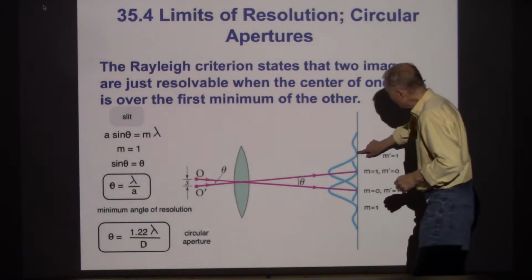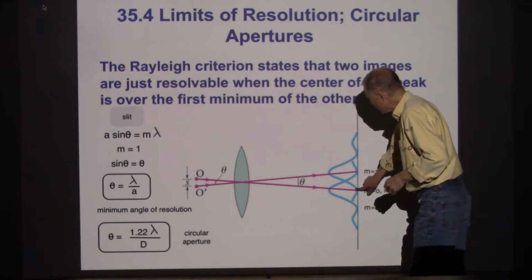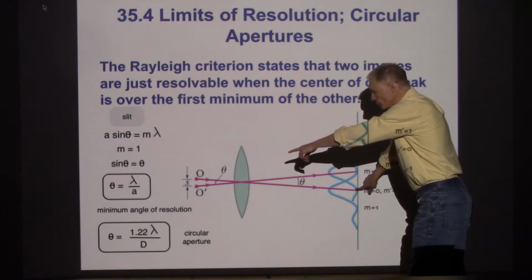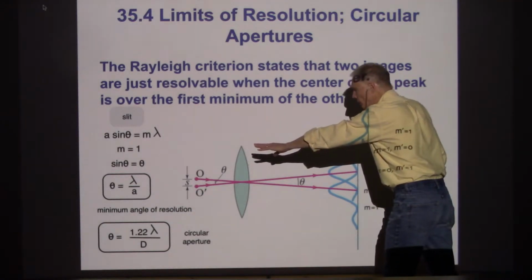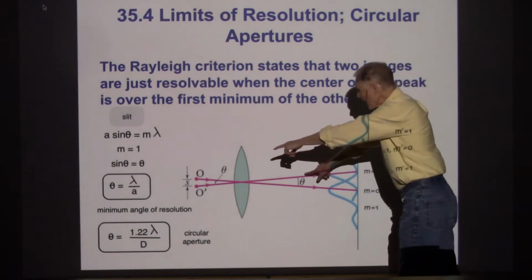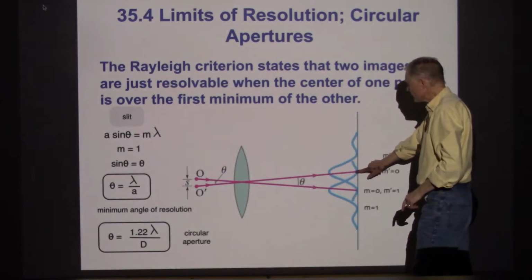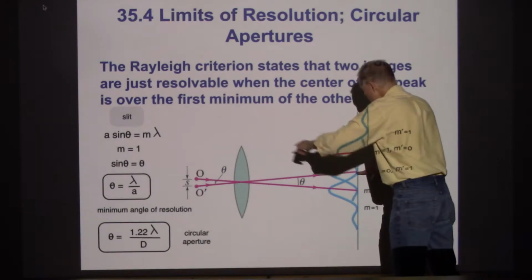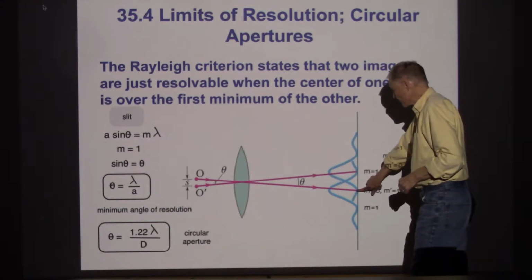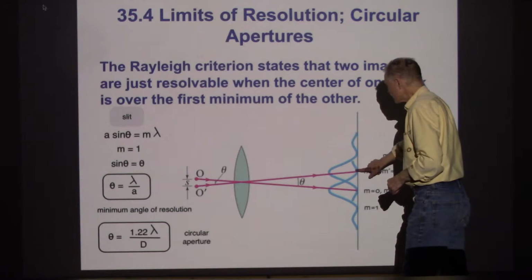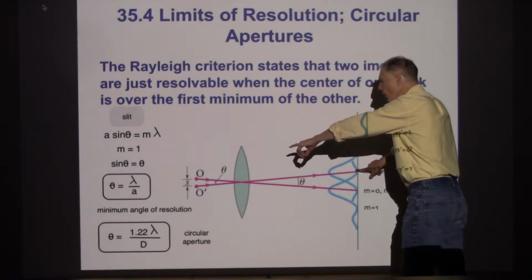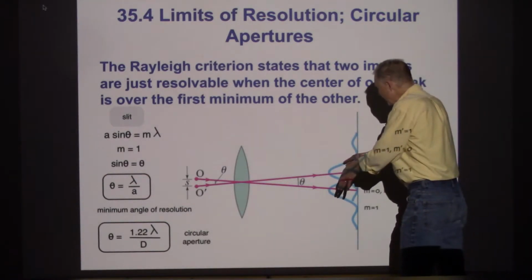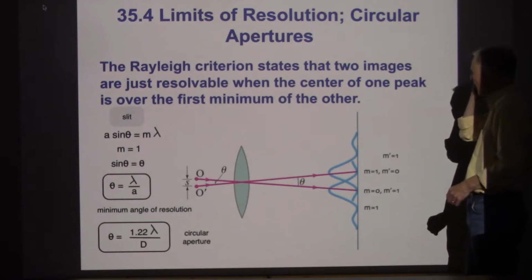So think of it this way: here is the central peak coming from one of those objects. That's the light coming from one of those objects through the slit. For that object, the center of the screen is here. For the other object, for O, the center of the screen is here. For O prime, the center is here. There's a very small angle between them, and so I'm getting an overlap of the central maximum.